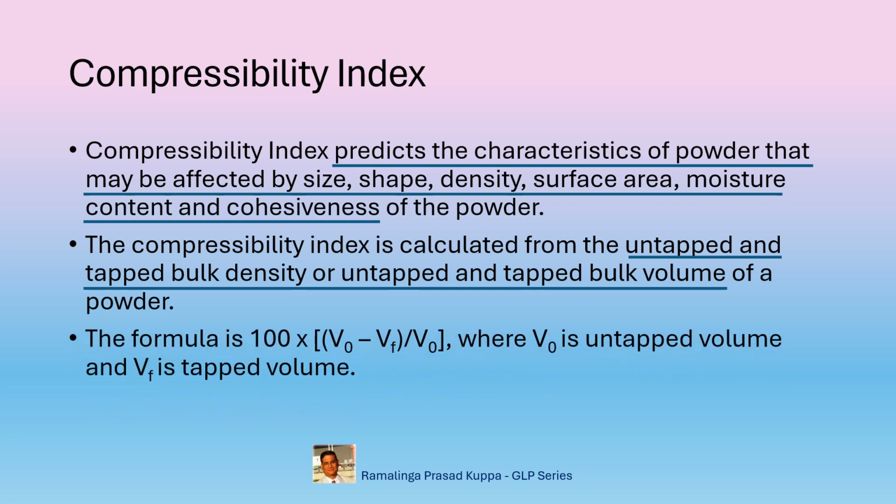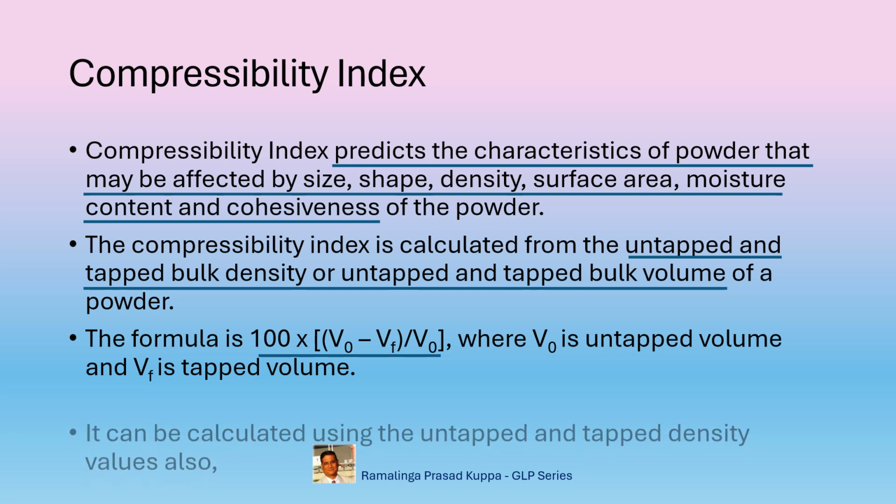The formula is 100 multiplied by (V0 minus Vf) divided by V0, where V0 is the untapped volume and Vf is the tapped volume, that is the final volume. So the initial untapped volume minus the tapped volume, which will obviously be lower than the untapped volume, divided by the untapped volume, and the resultant ratio when multiplied by 100 will give you the compressibility index.